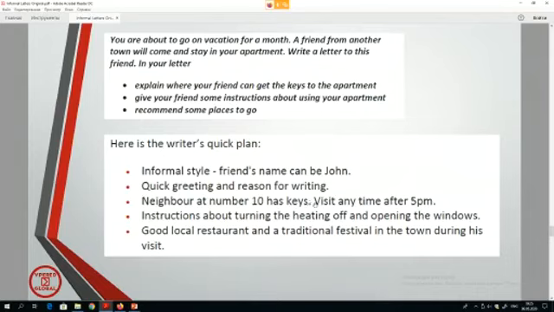Neighbor at number 10 has keys, by the way. It can be just 10 or 12 or whatever. Visit anytime after 5 p.m., 6 p.m., anytime as well. Instructions about turning the heating off and opening the windows. Let it be like this. Good local restaurant and a traditional festival in the town during his visit. So, let's see how it is. Well, this is just a quick plan that can be followed.